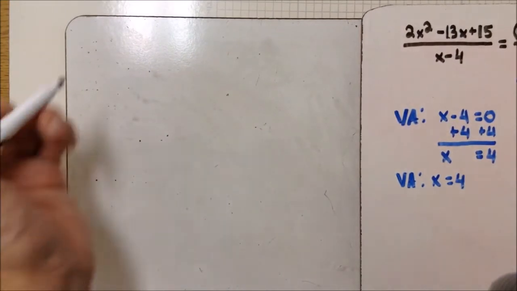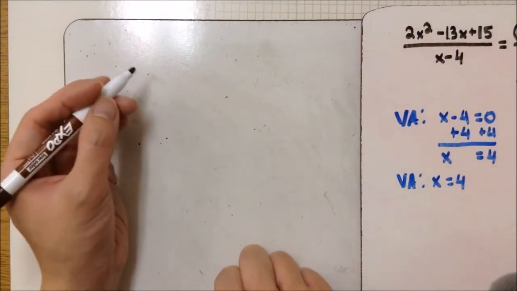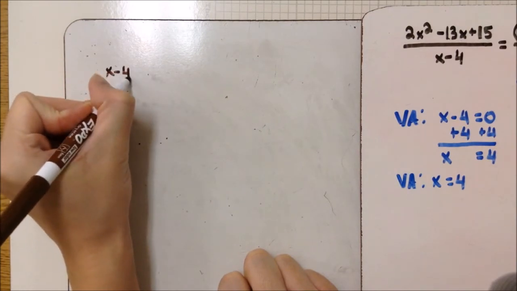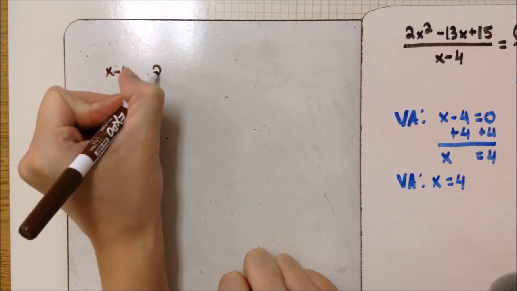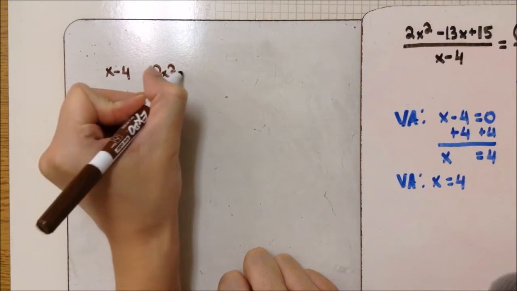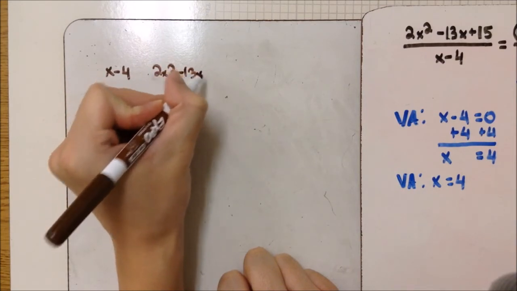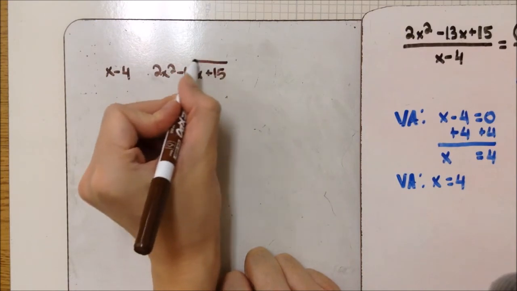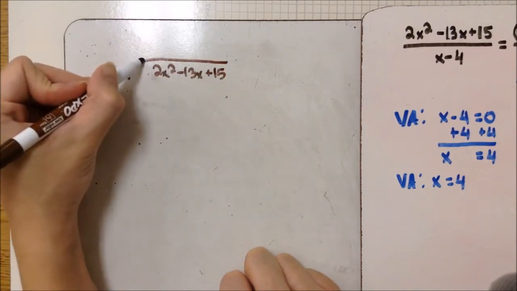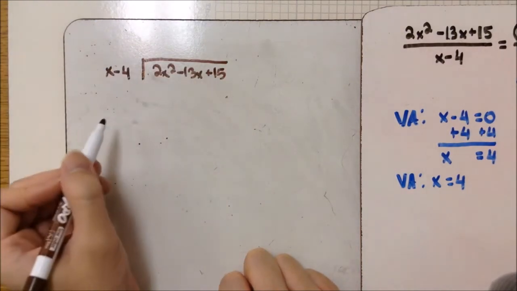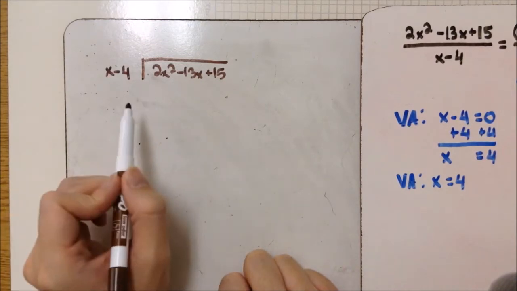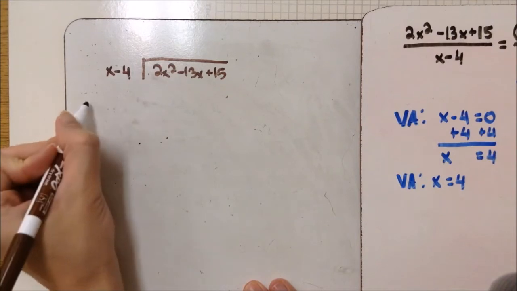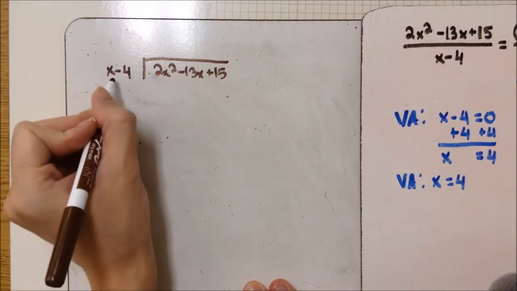Alright. So x minus 4 will be on the outside, and then 2x squared minus 13x plus 15 on the inside, the dividend. Alright, so I'm going to do this step by step, but you can fast forward if you understand the whole process and check my answer. So focus on the first term.